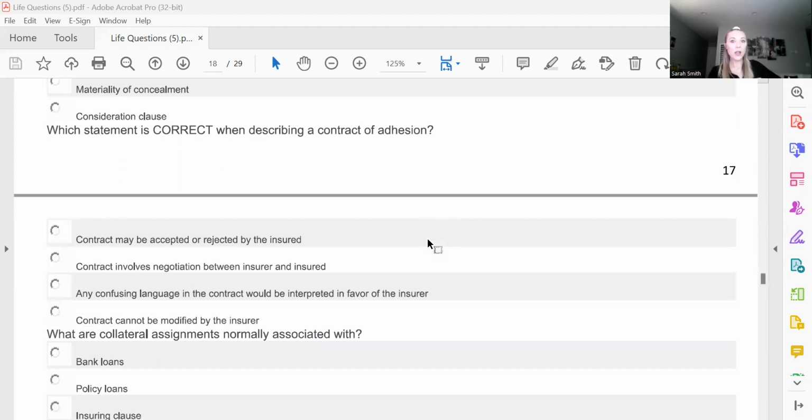Which statement is correct when describing a contract of adhesion? Okay, again, adhesion is one of those vocab terms that you should know. Hopefully by the time this video is up, my vocab video will also be out and you can go and study vocab terms over there. Well, 2 vocab videos. This is going to be A, contract may be accepted or rejected by the insured. So what does that mean? There's 3 parties to an insurance contract, right?